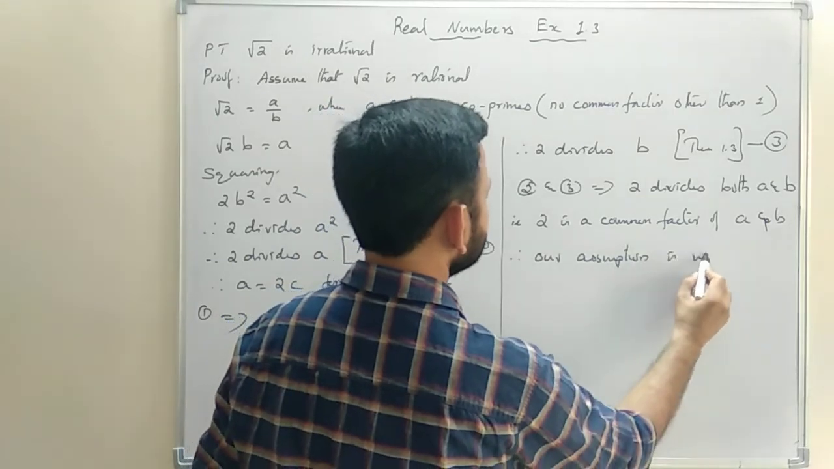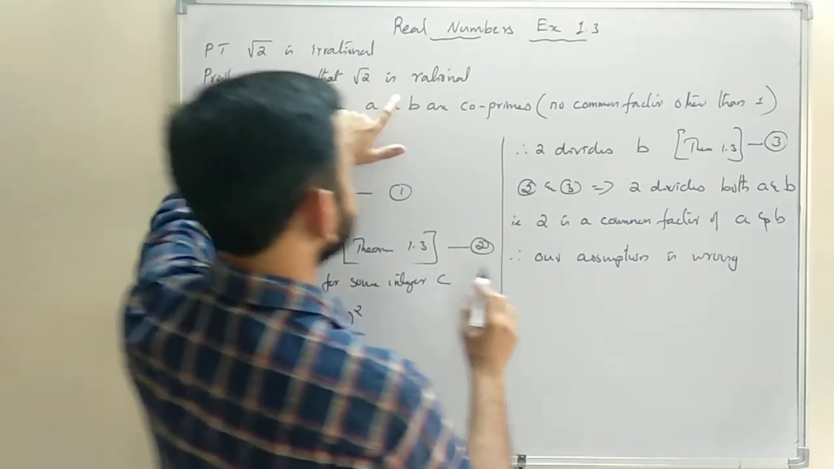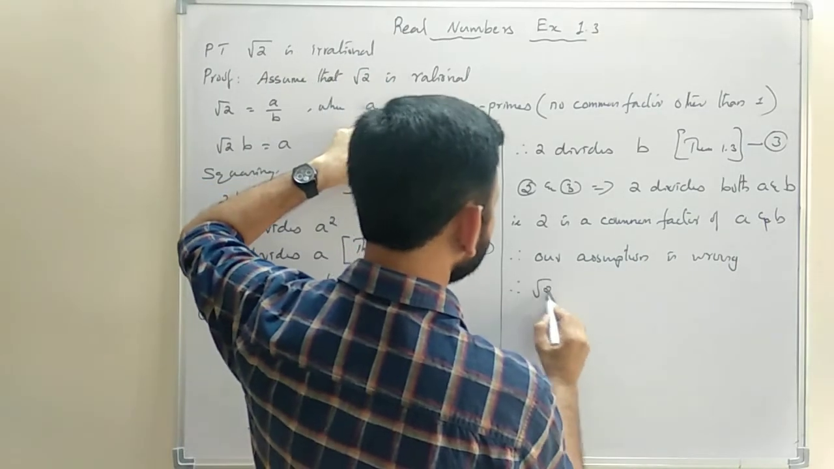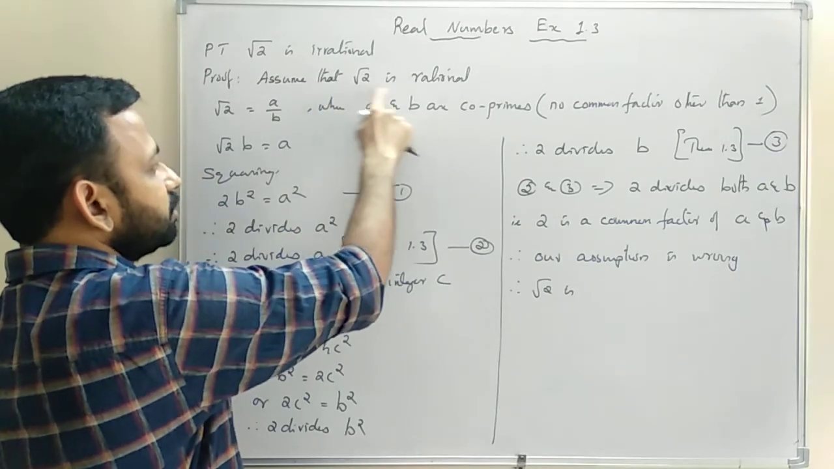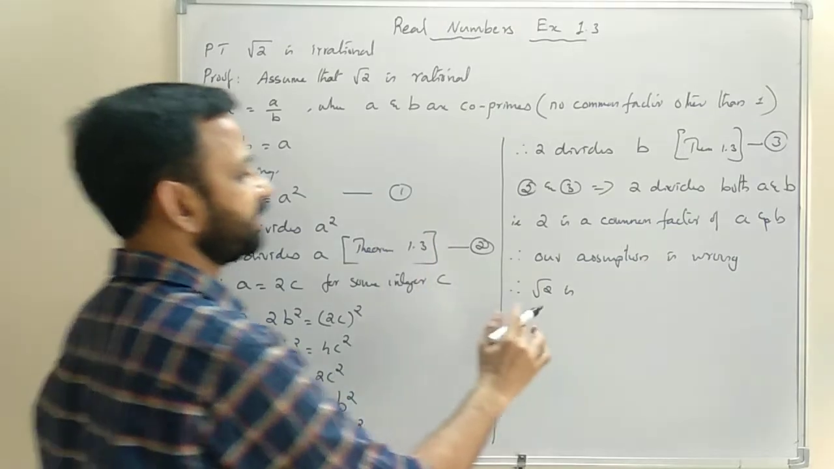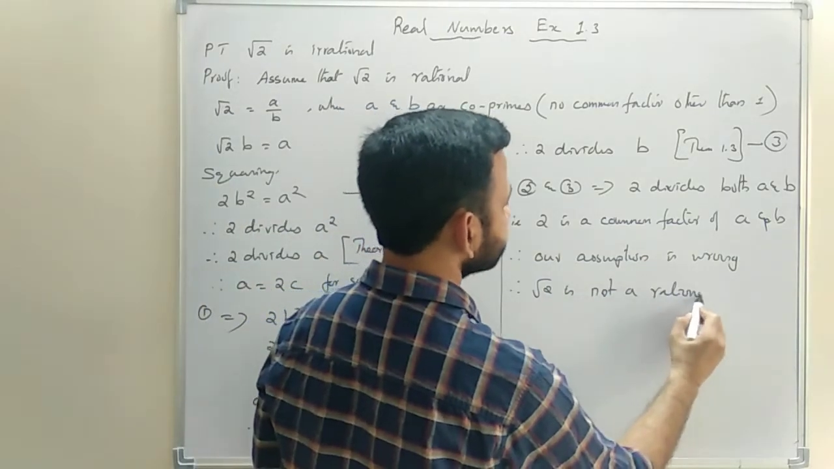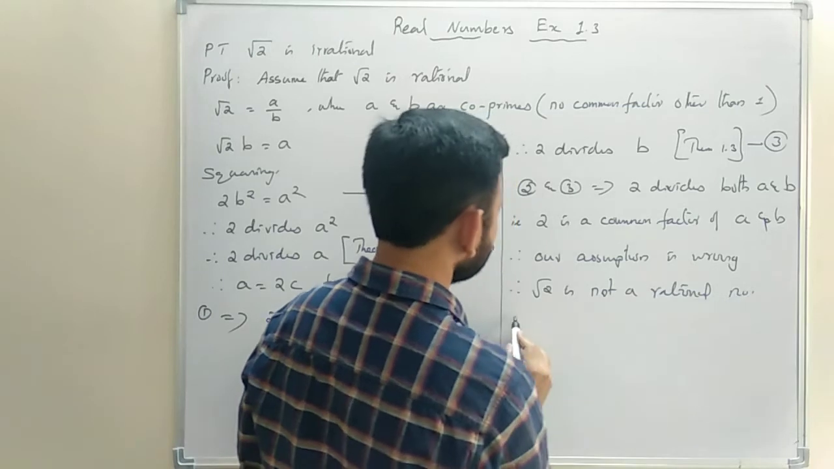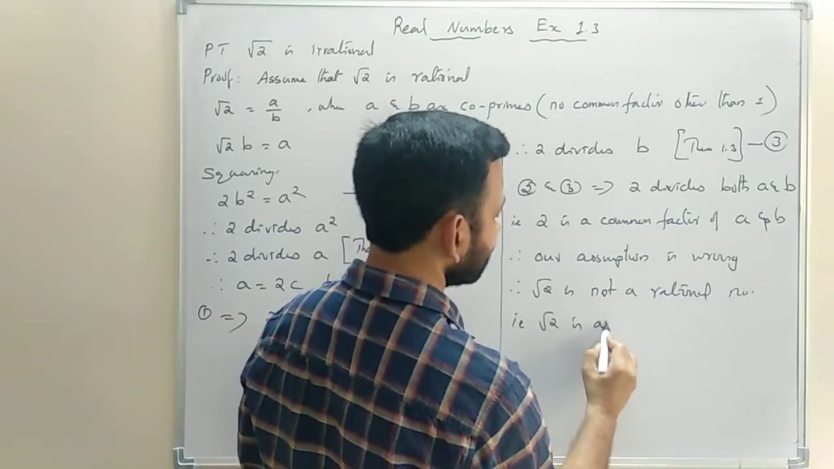Our assumption is that root 2 is a rational number. Therefore, our assumption is wrong. That means the statement "root 2 is a rational number" is wrong. Therefore, the correct statement is that root 2 is not a rational number, that is, root 2 is an irrational number.